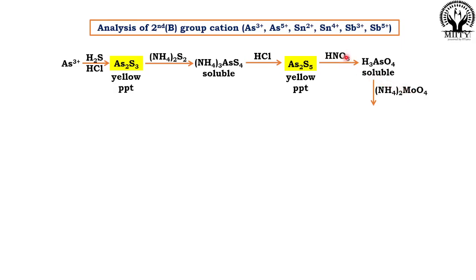In the presence of HNO3, we add ammonium molybdate and it forms a yellow precipitate, (NH4)3[As(Mo3O10)4]. It is a precipitate. It confirms the presence of As+3 in the original solution.